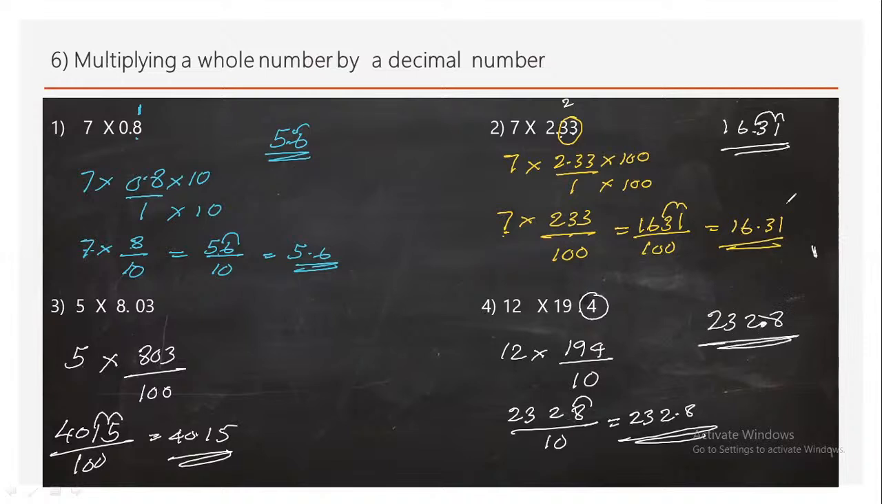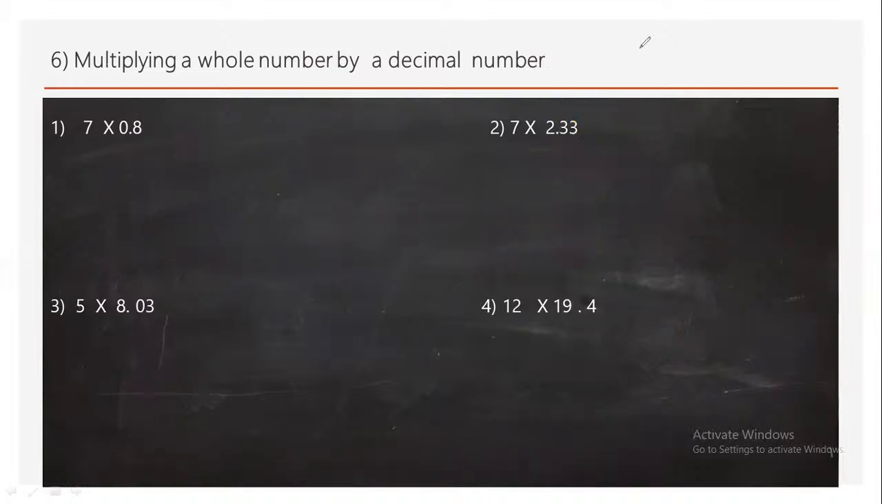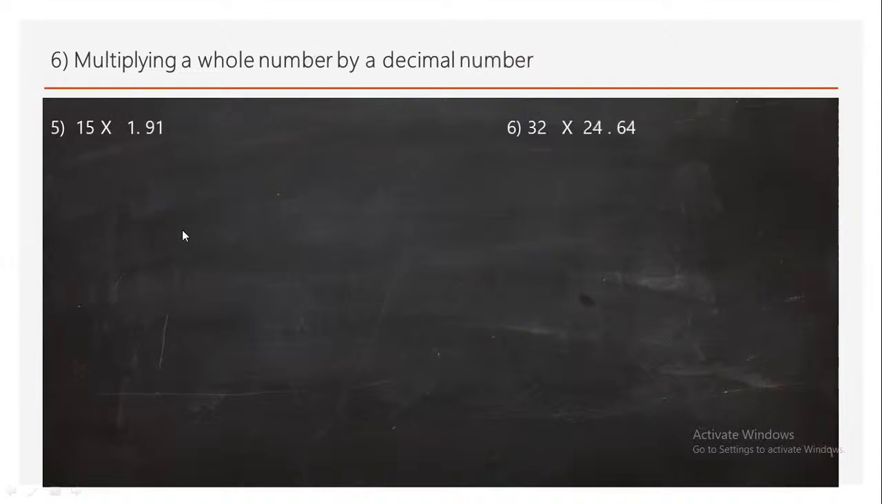Now, hereafter I am not doing it like this. I am going to get the answer straight away, because we have done 4 sums like that. Right? Then 7 into 0.8, 7 times 8. We have done the same thing. Now we have to do 5 and 6, 15 into 1.91.